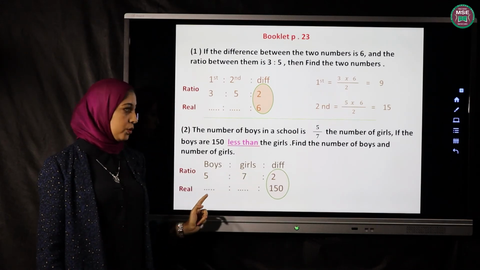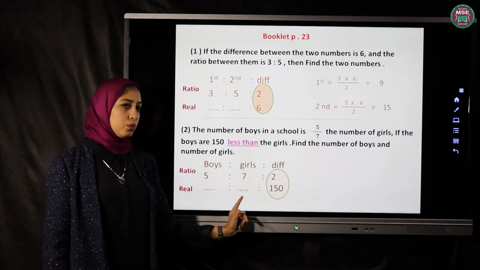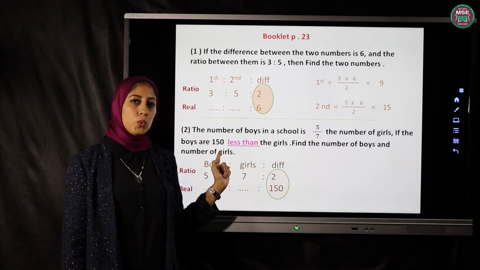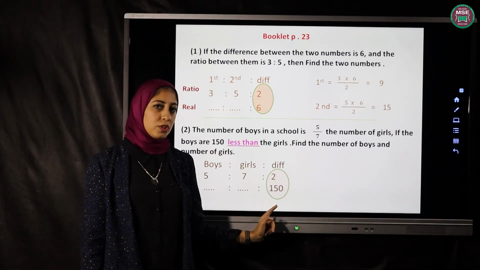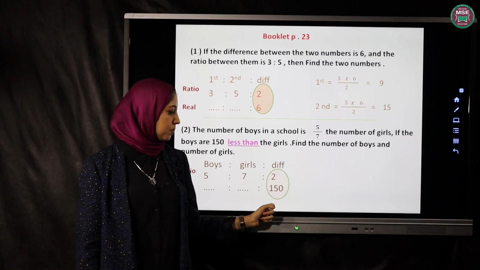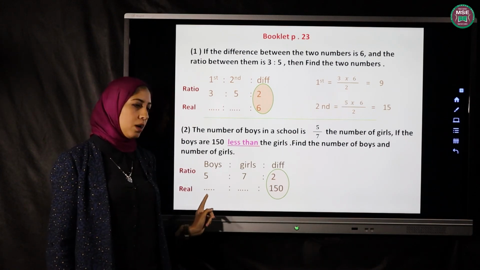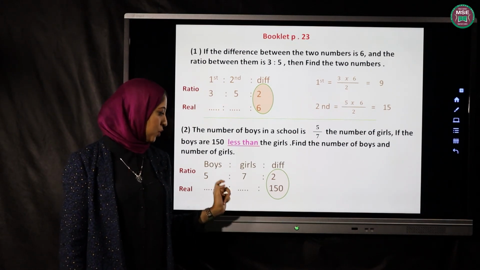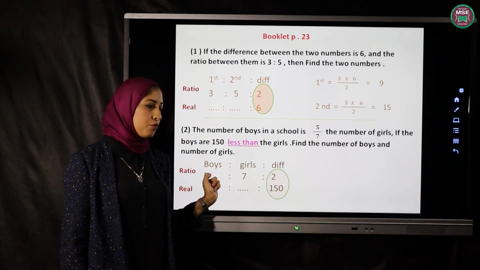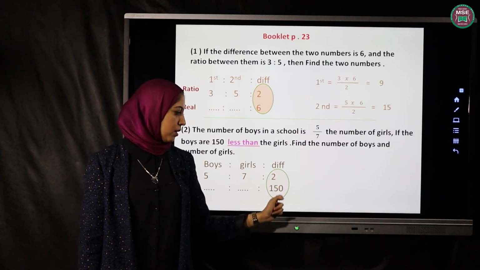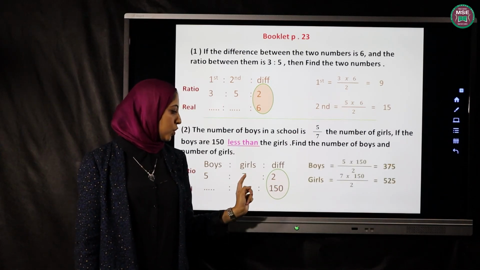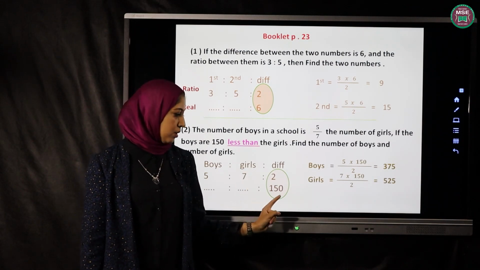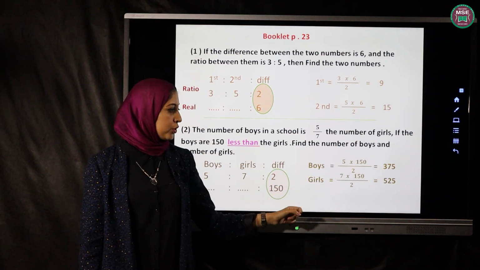The real numbers. I don't know the number of boys. I don't know the number of girls. But I know the real number, the difference between them, which is 150. So 150 goes under the 2. How can I get the real number of boys and the real number of girls? By making cross multiplication. To get the number of boys, I will make 5 times 150 over 2. To get the number of girls, make also cross multiplication, 7 times 150 over 2.